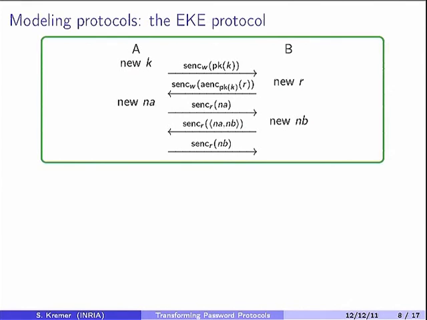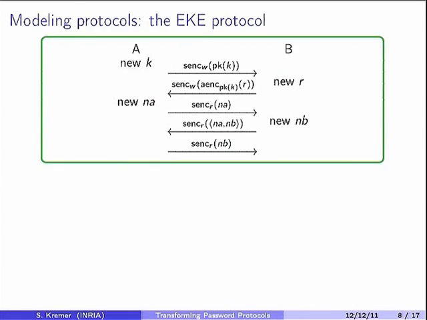And then A and B will do a three-way handshake, generating a fresh nonce, encrypting it with R, sending it to B. B will then encrypt a pair of two nonces, NA and a fresh nonce, NB, with this fresh key R, and A will send back NB again. So they are making sure that they are both sharing the same key R. And this is actually a protocol that is secure for resistance against guessing attacks, as we will see a bit later.